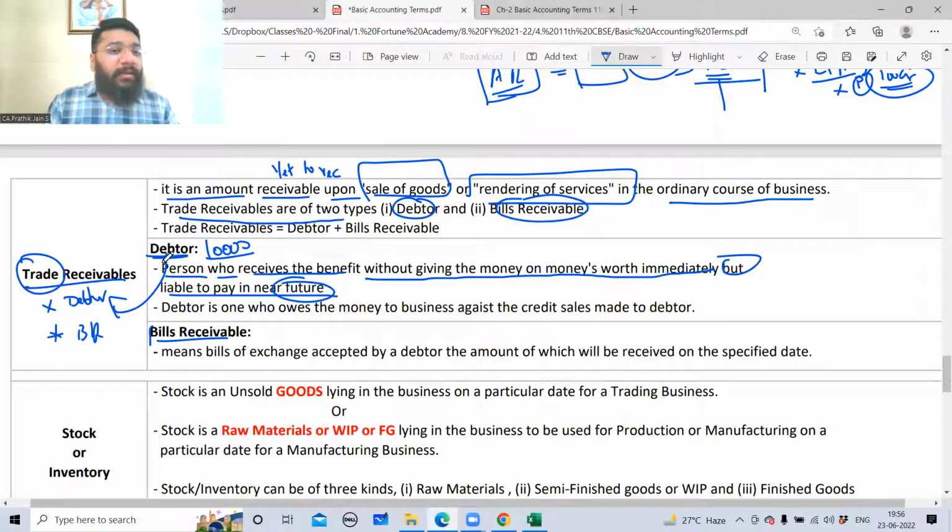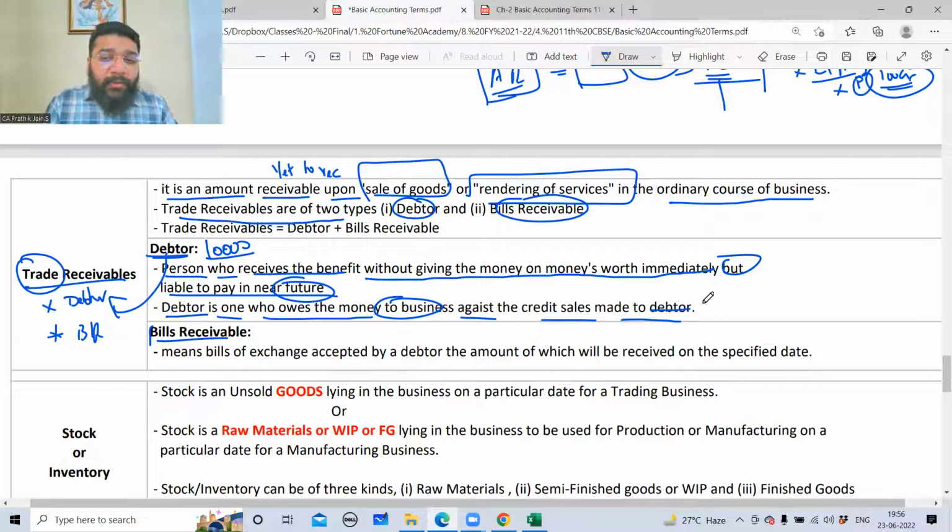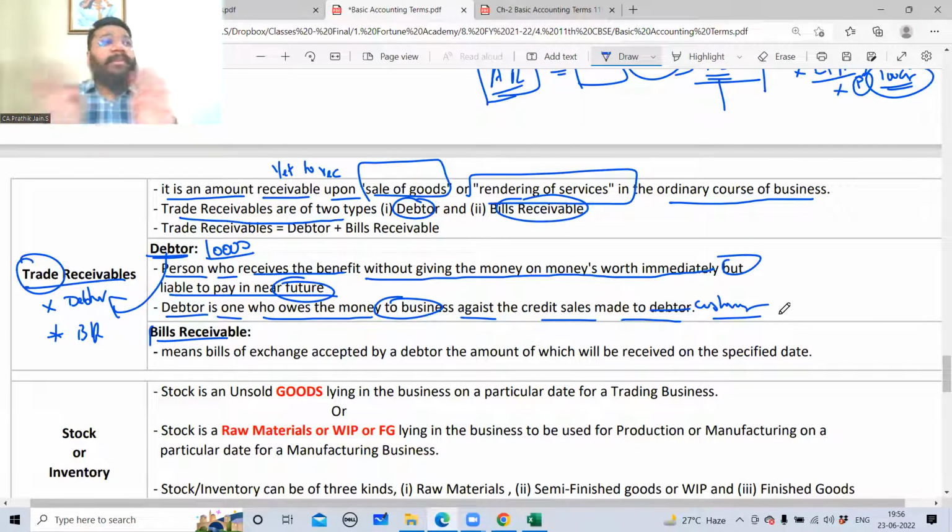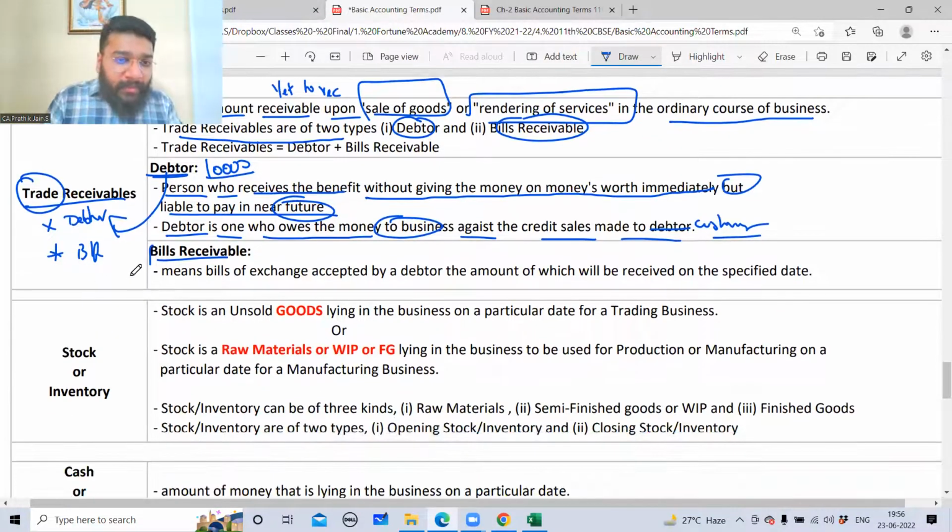So like that, this is debtor. Debtor is one who owes money to the business against the credit sale made to the customer. Correct? How is debtor created? Debtor is created as a result of credit sale. Credit sale means I've sold the goods, but I did not receive the money. Clear with this point? Okay. Bills receivable, we'll discuss later.